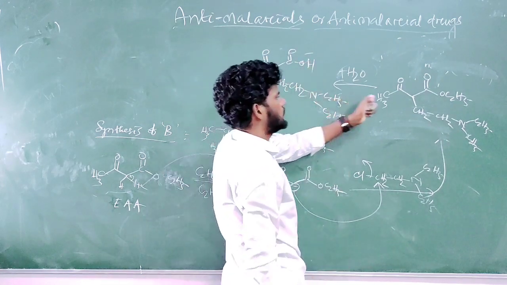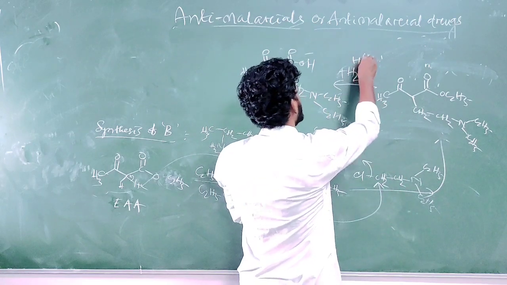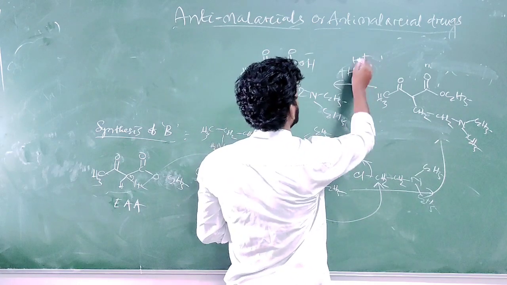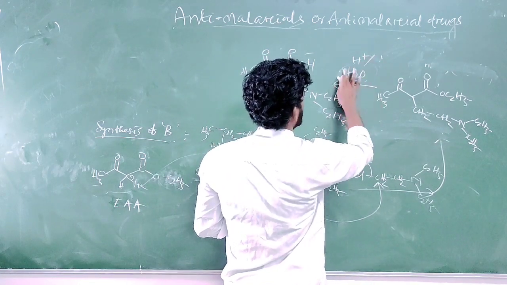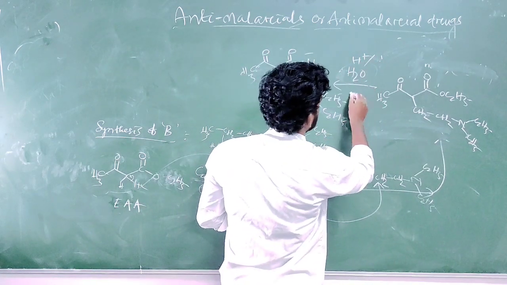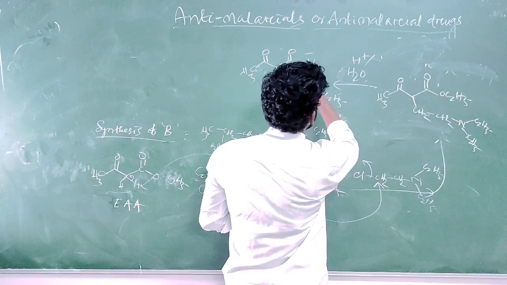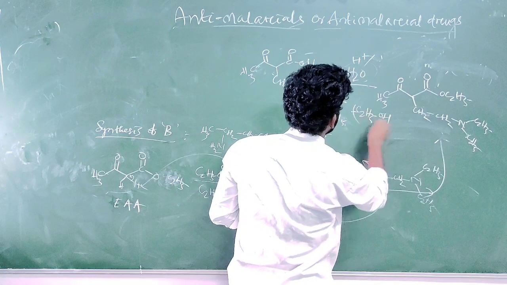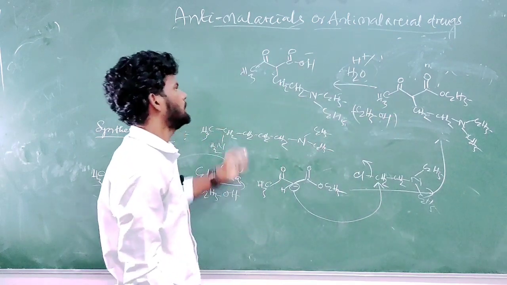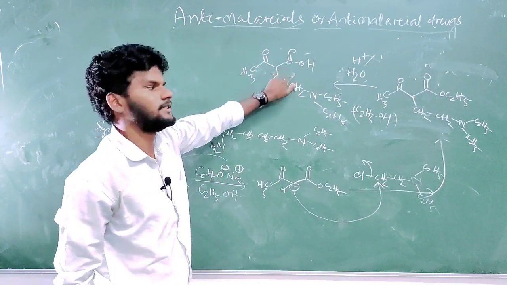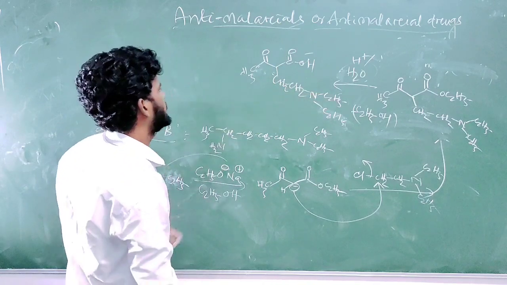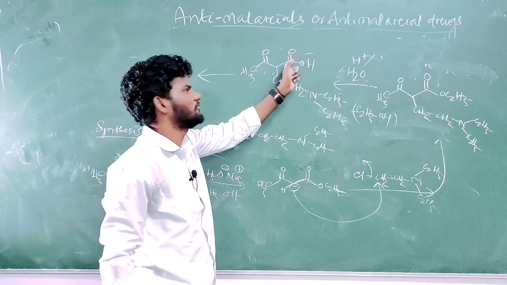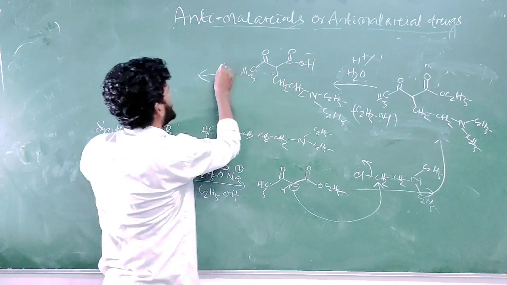Hydrolysis of ester: you can take acid hydrolysis or base hydrolysis, either pathway. Here I am taking acid hydrolysis, H+ and water. Water releases the acid, and the alcohol part releases C2H5OH, like I said previously. So this is the hydrolysis of ester to acid. And the next step is removal of CO2 from this part by decarboxylation.